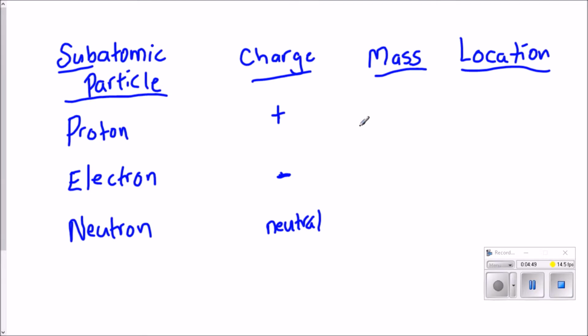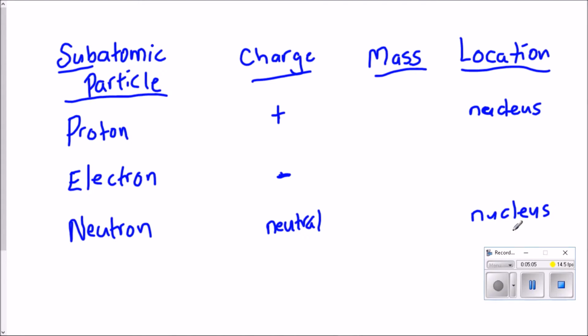Now, what is the mass of these substances? Well, I said all the mass was located in the nucleus. So let's see how good your memory is. The protons and the neutrons exist in the nucleus. So there they are, protons and neutrons existing in the nucleus.